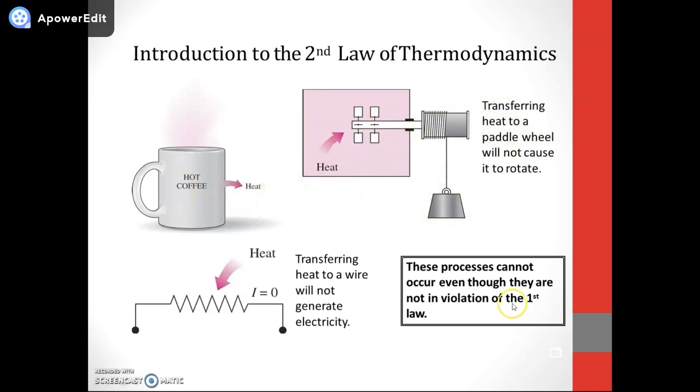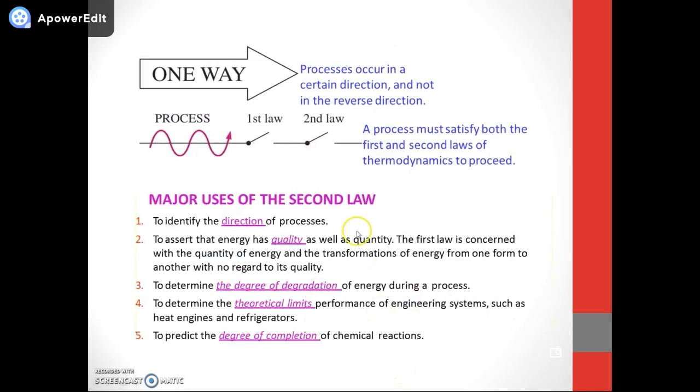So these processes cannot occur even though they are not in violation of the first law. So processes occur in a certain direction and not in the reverse direction. A process must satisfy both the first and second laws of thermodynamics to proceed.